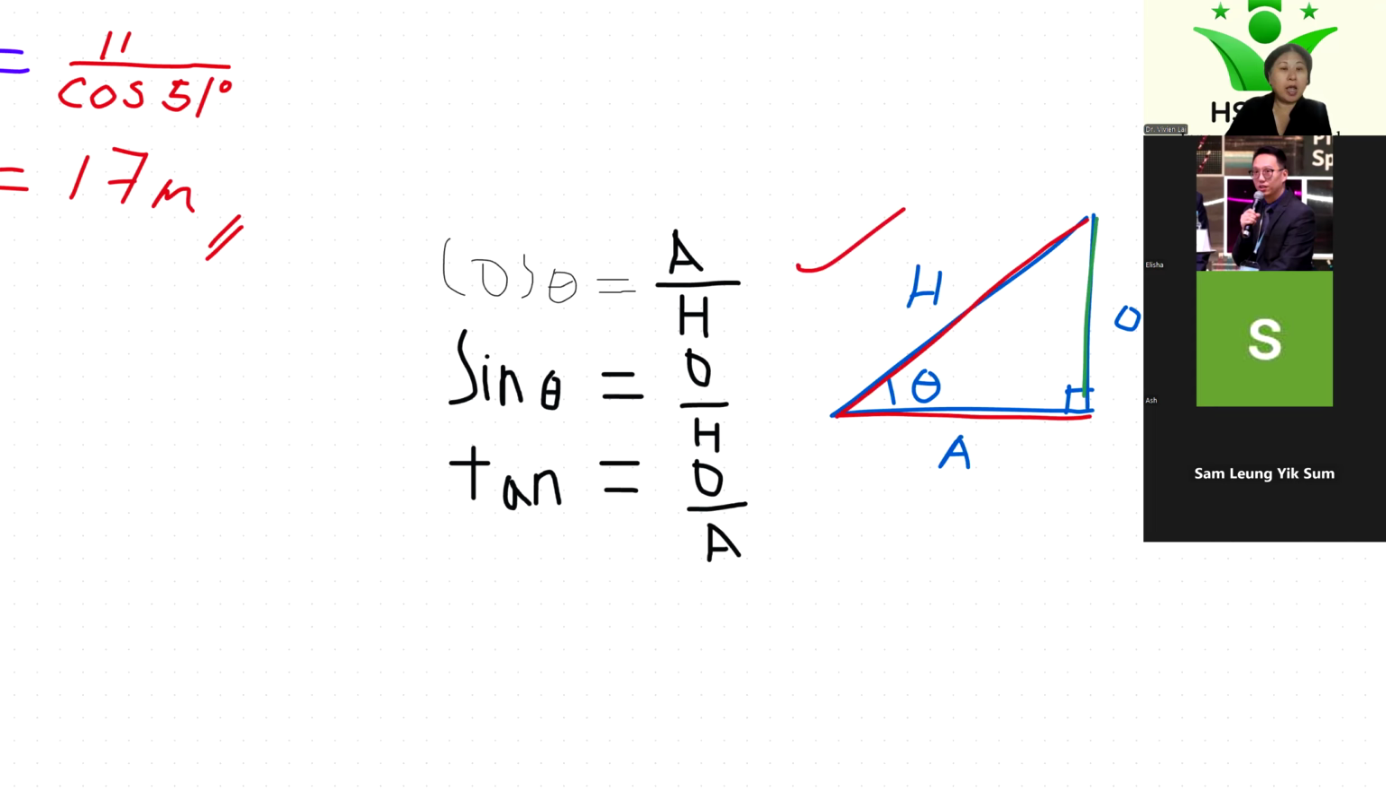Fantastic. And then tangent theta, you imagine is 90 degree, it's perpendicular. So it's O over A. Perfect. Good job, okay? So now we go to next question. Good job. Okay, we have question number C.